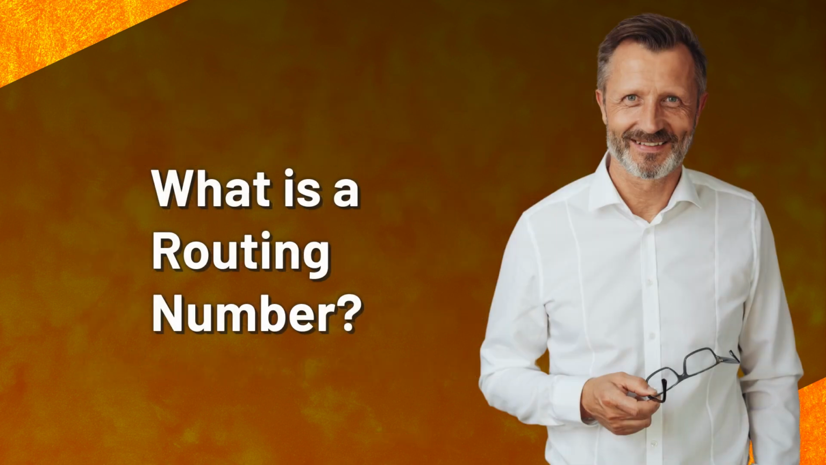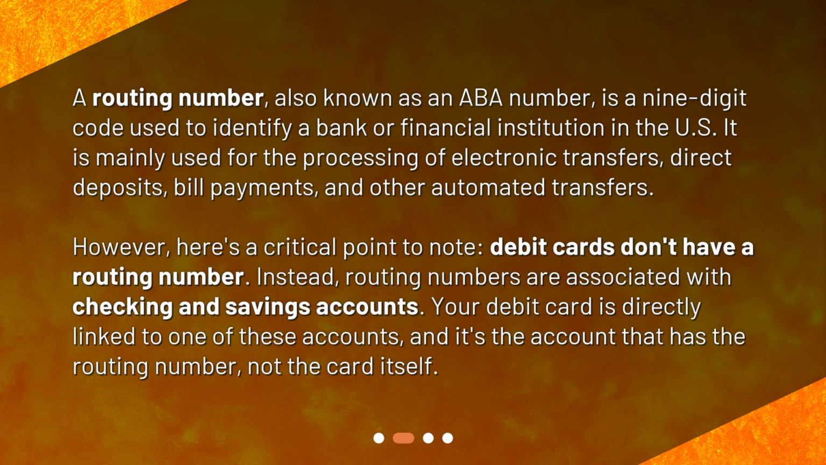What is a routing number? A routing number, also known as an ABA number, is a 9-digit code used to identify a bank or financial institution in the U.S. It is mainly used for the processing of electronic transfers, direct deposits, bill payments, and other automated transfers. However, here's a critical point to note.